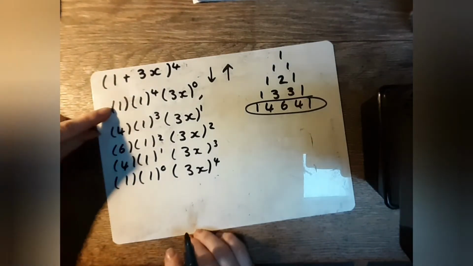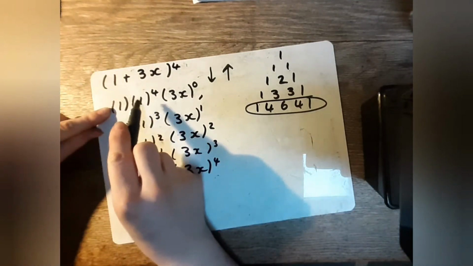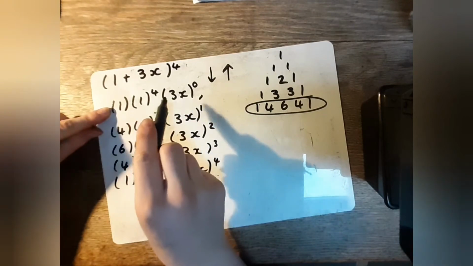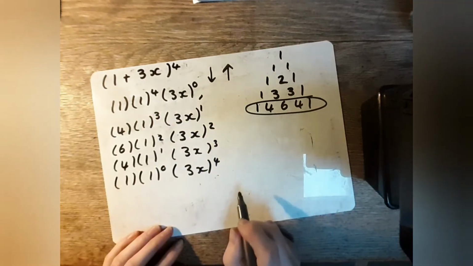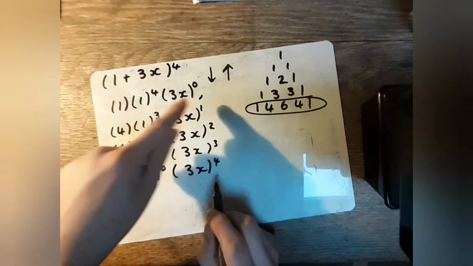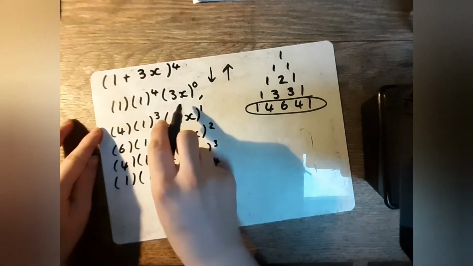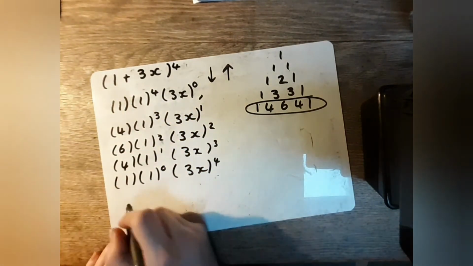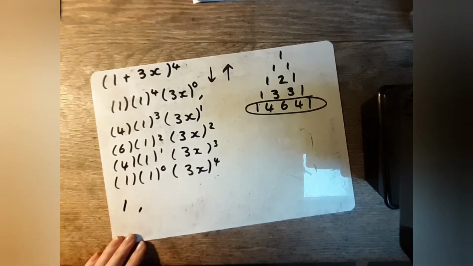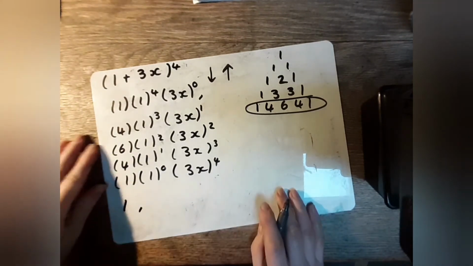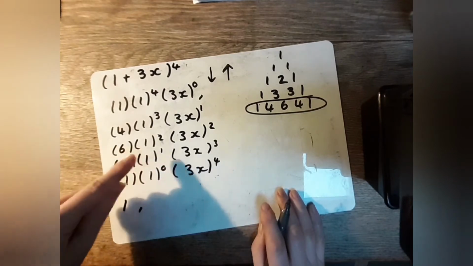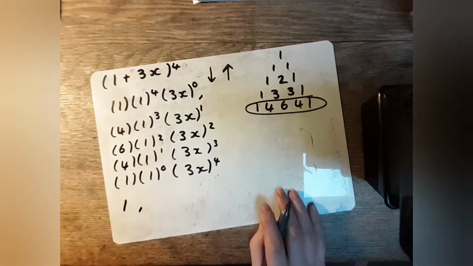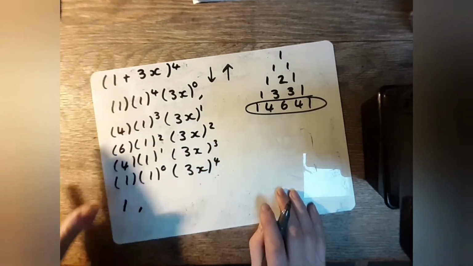So 1 times 1 to the power of 4, then times 3x to the power of 0. So anything to the power of 0 is 1. So essentially what we're getting here is 1 times 1 times 1, which will equal 1. So that's the first term. 1 to the power of a positive integer will always equal 1. So these are all going to equal 1.